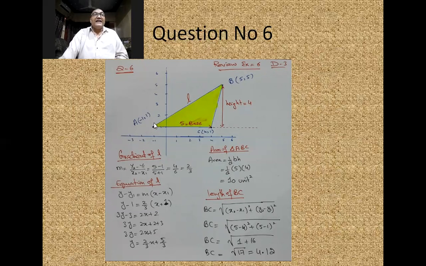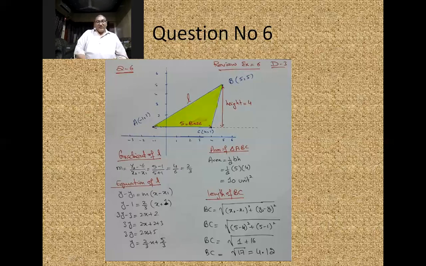This is the line L, and you want to find its gradient. These are two points on that line, so I can find the gradient. The formula is y2 minus y1 divided by x2 minus x1. B and A are the points, so you will have 5 minus 1 divided by 5 minus minus 1, so it will become 5 plus 1. So 5 minus 1 is 4, and 5 plus 1 is 6. So you will have 2 by 3.